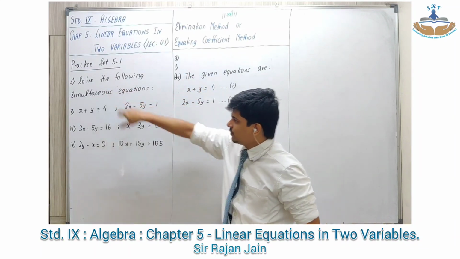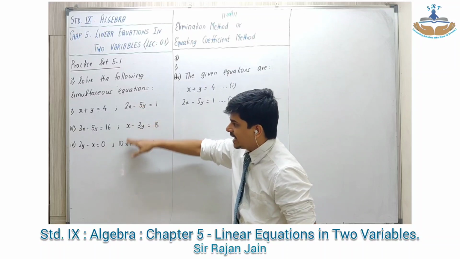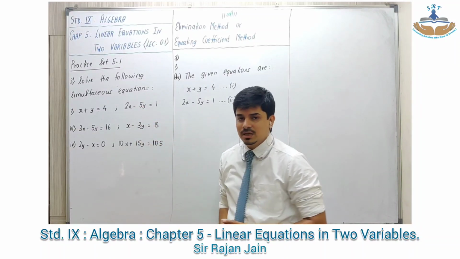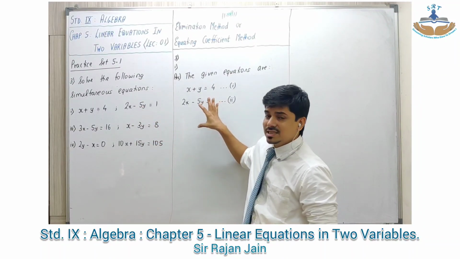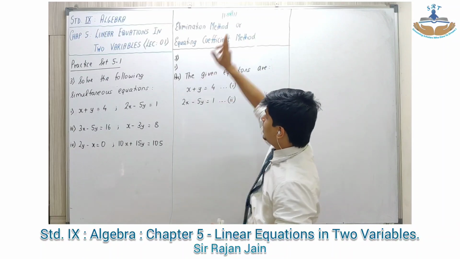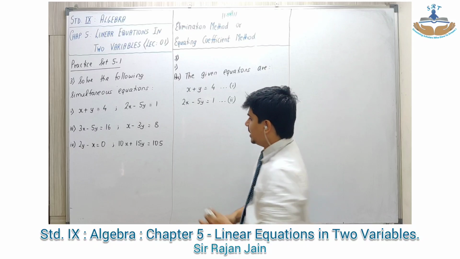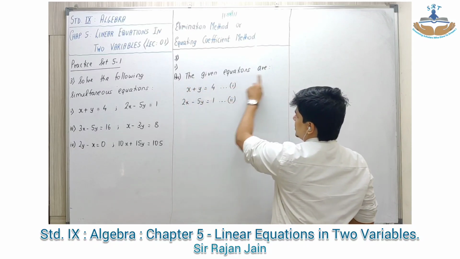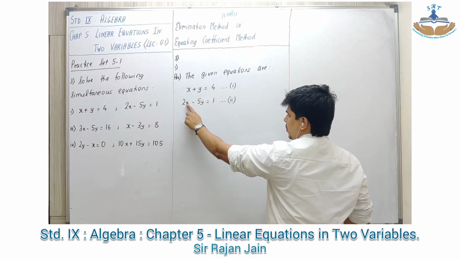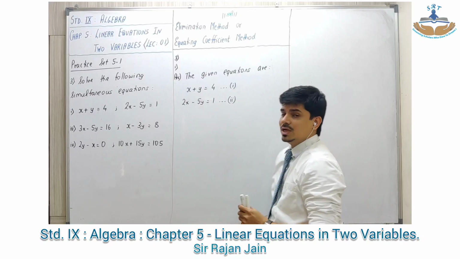Question number 3. Solve the following simultaneous equations. I have taken 3 questions from this particular part. Once you understand these 3 questions, your practice set 5.1 solving equations by this method will be clear with you. Okay, now see what is given. The given equations are x plus y equal to 4, 2x minus 5y equal to 1.